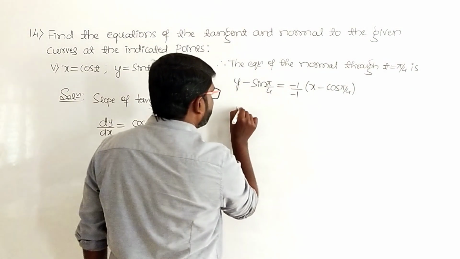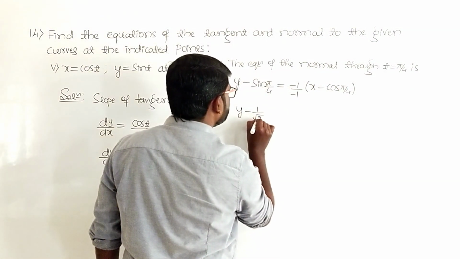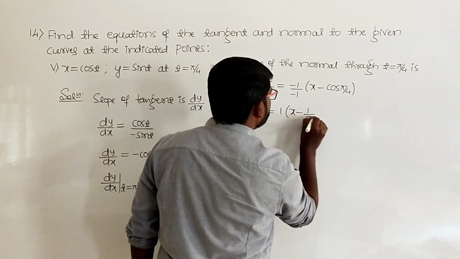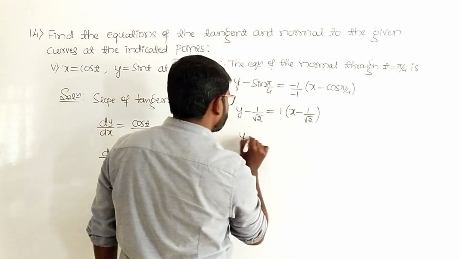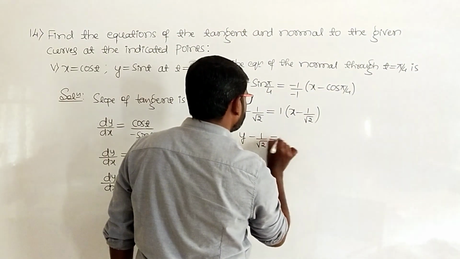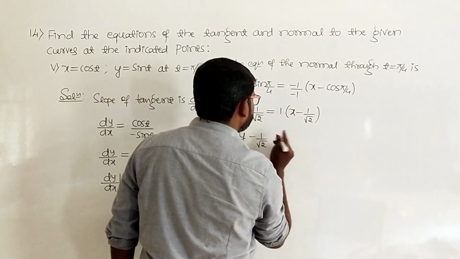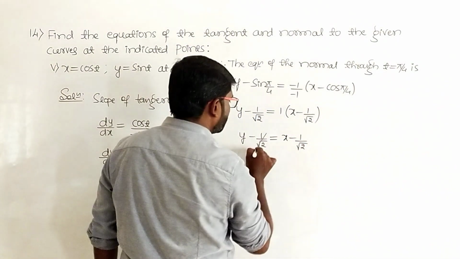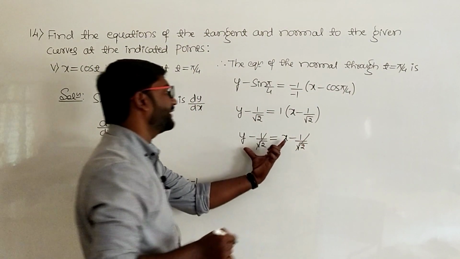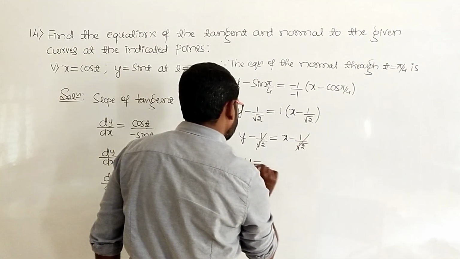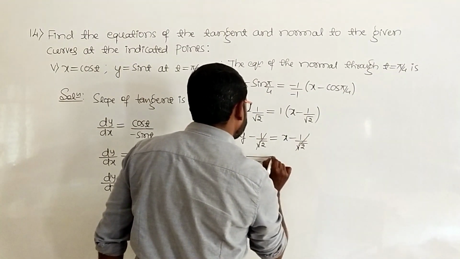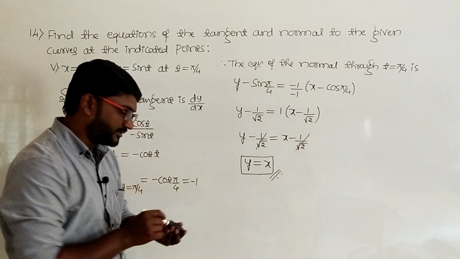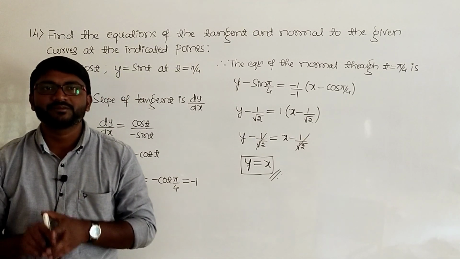And then y minus 1 by root 2. So minus 1 by minus 1 will be plus 1, into x minus 1 by root 2. So now y minus 1 by root 2 equals 1 into this term, we get back the same term, x minus 1 by root 2. So minus 1 by root 2 and minus 1 by root 2 cancel. You get y equal to x. So this is the required equation of the normal. So this is all about the 5th sub question, and with this we have completed the 14th main.